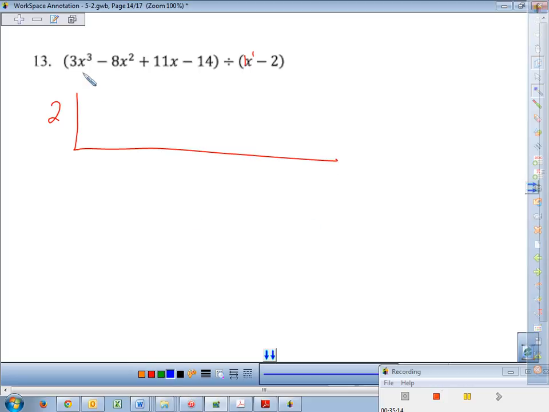Check to see if you need to fill in any holes, right? Isn't it a third degree? Does it go down second degree, first degree, 0th degree? Do you have a representative for each spot? We do. And then go ahead and do your synthetic division. The first move is put that arrow there. That guy comes down.